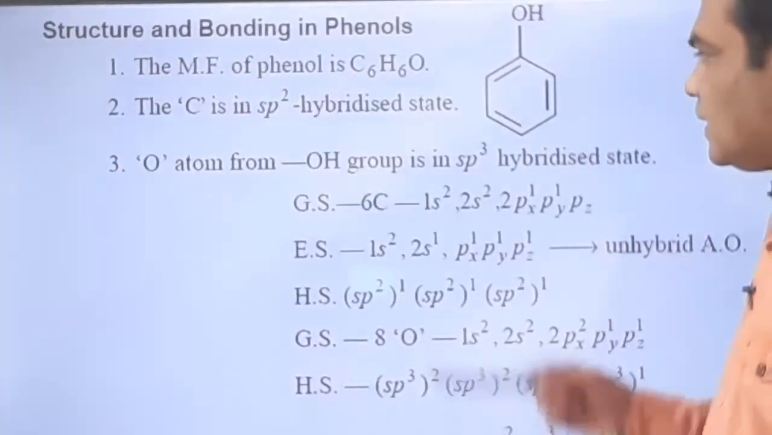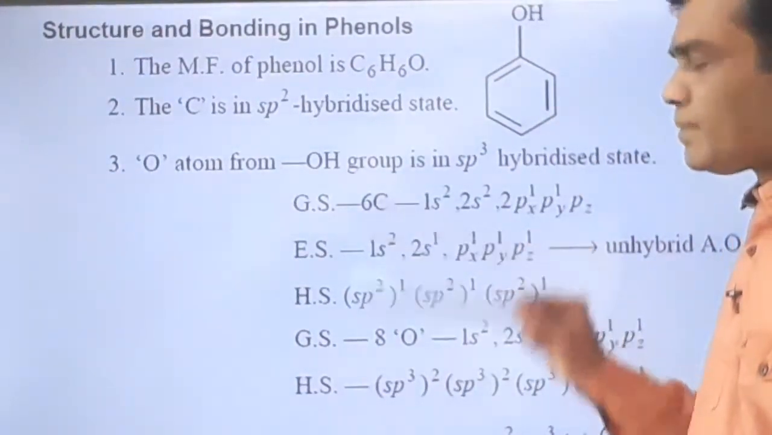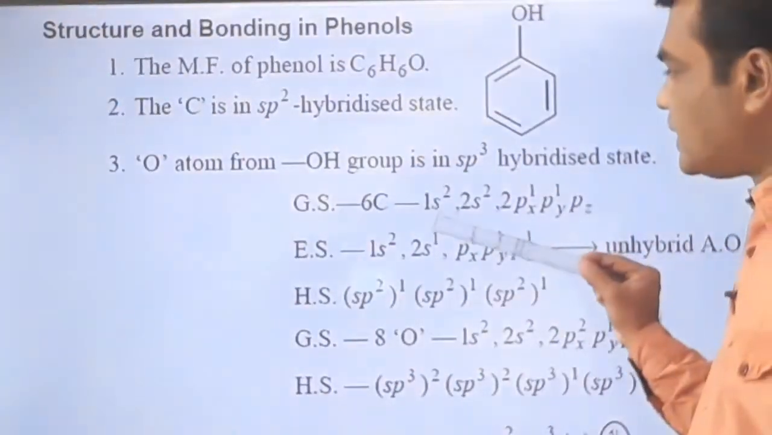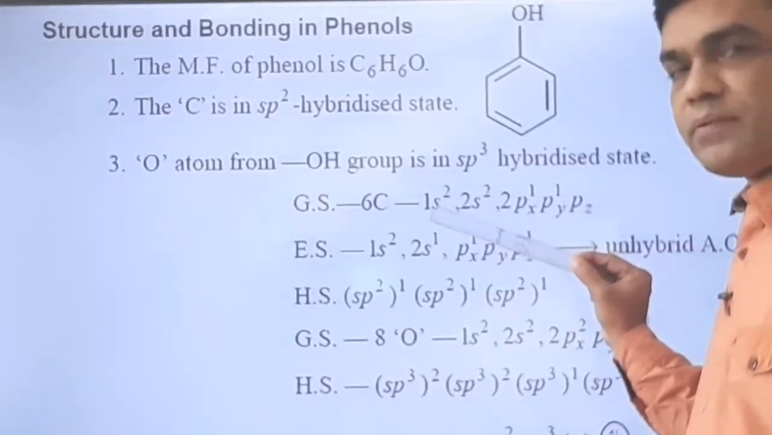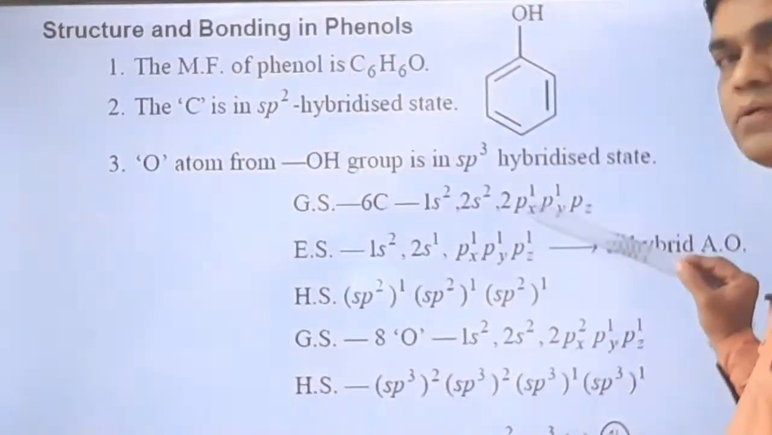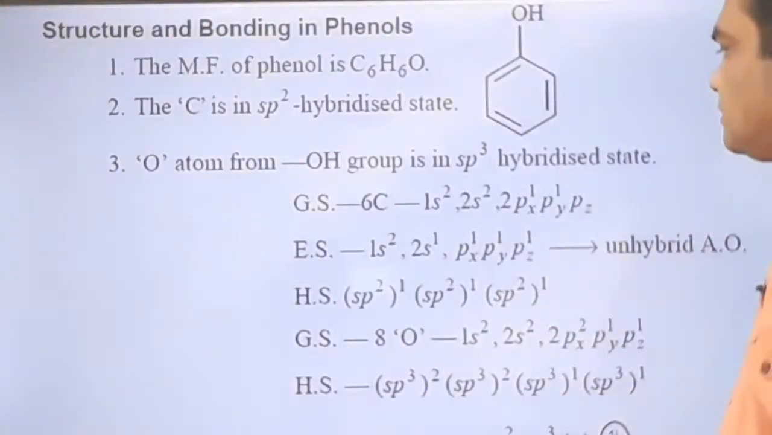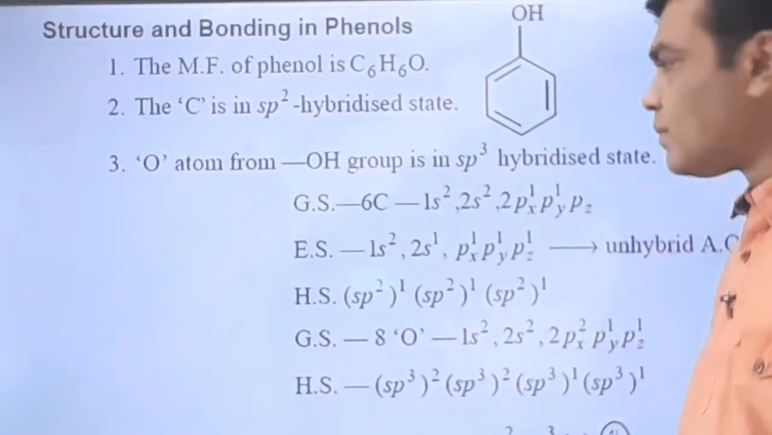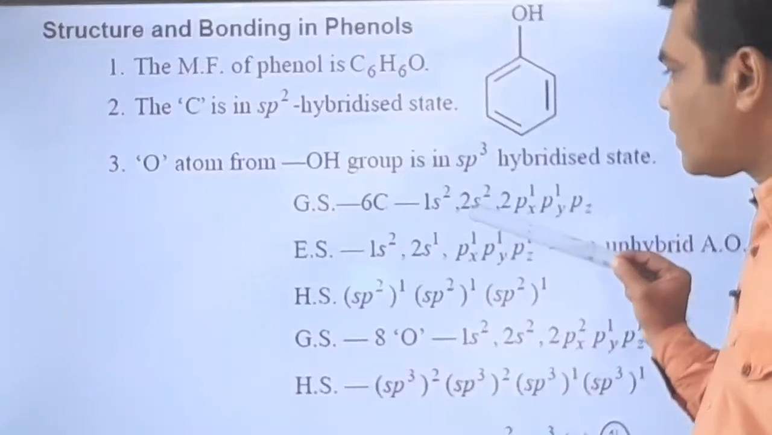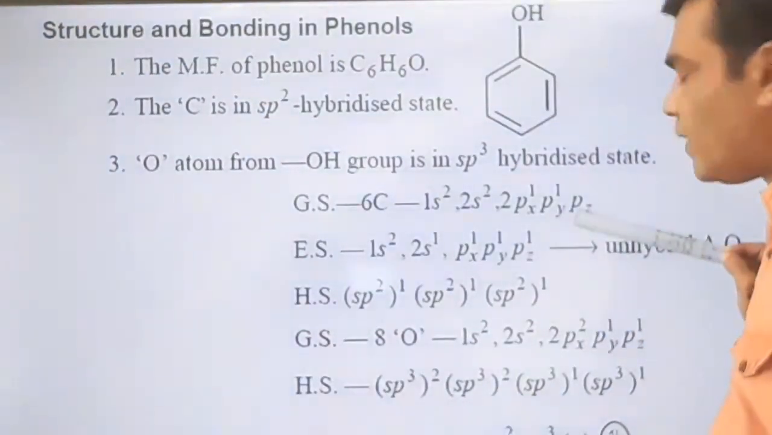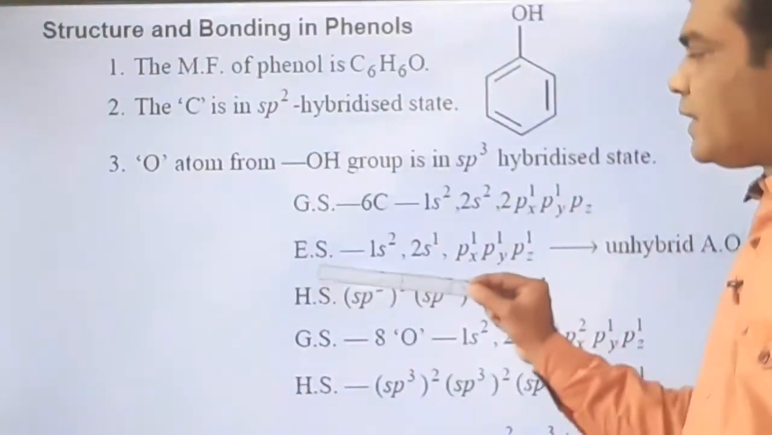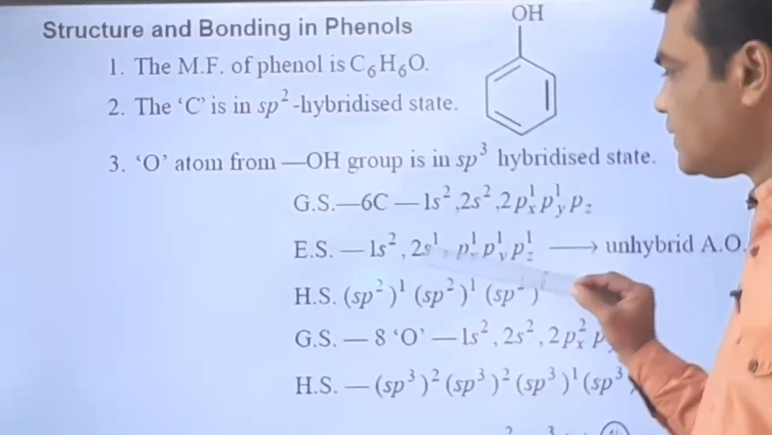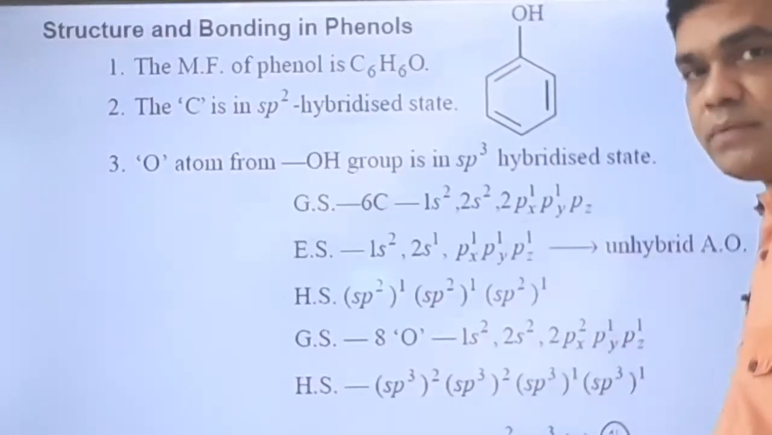Now see the ground state electronic configuration of carbon. What is the atomic number of carbon? 6. What is its electronic configuration? 1s2, 2s2, 2px1, 2py1, 2pz0. In the excited state, you know that electron promotion takes place. An electron from 2s is promoted to the vacant 2pz. Therefore, in the excited state, the electronic configuration is 1s2, 2s1, 2px1, 2py1, 2pz1.